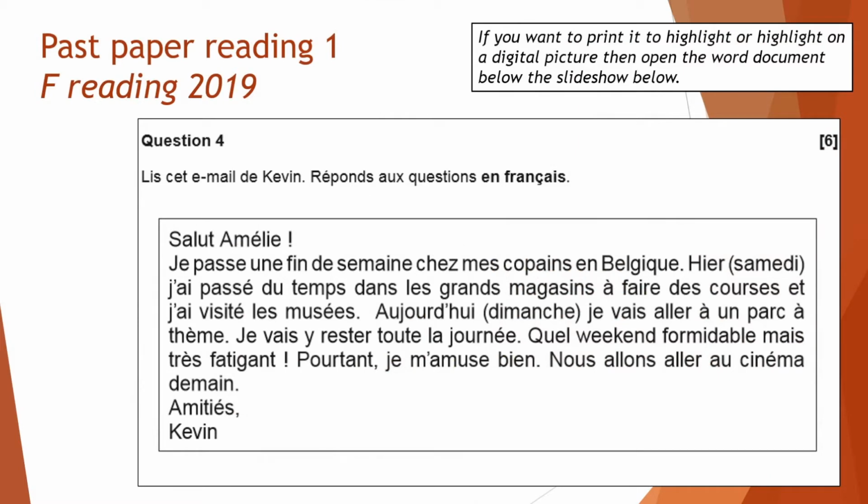Okay, so we're going to go on to our past papers now. So if you want to print these so you can physically highlight them, then the Word document for these is below the slideshow. Okay, right at the bottom of all of the lesson videos and slideshows, you'll see the Word document. You can click on it to download, and it's got all of our past papers and translation in that document. Okay, so you can either print it, highlight it, and answer on there, and then send me a picture of it in Moodle, upload the picture, or you can just do it digitally.